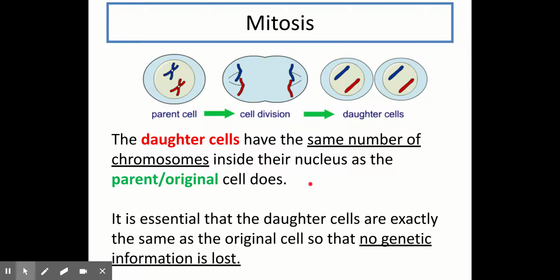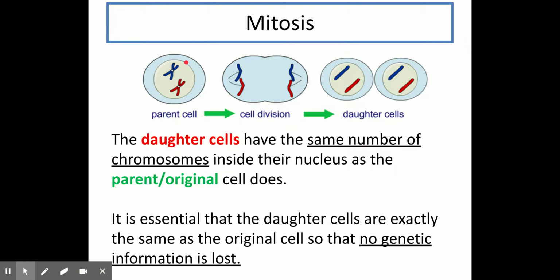So every time a cell divides, which is what mitosis is, the parent cell splits and creates two daughter cells. And these two daughter cells need to have the exact same number of chromosomes in their nucleus as the original parent. So in this example here, there are two chromosomes and the daughter cells both have two chromosomes each as well. Now this is essential because we don't want any genetic information to be lost.